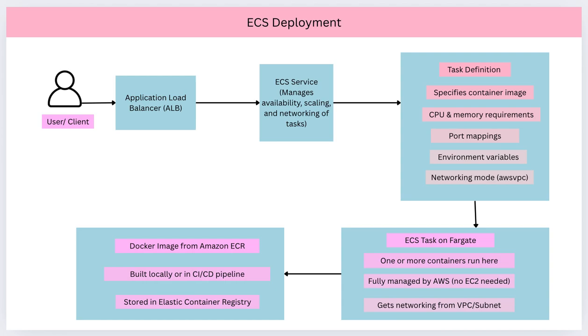So why choose ECS? Because it's easier to manage than Kubernetes, has strong AWS integration, and comes with opinionated time-saving defaults. The trade-offs: pros: simple, fast startup, great AWS integration. Cons: locked into AWS, limited customization.